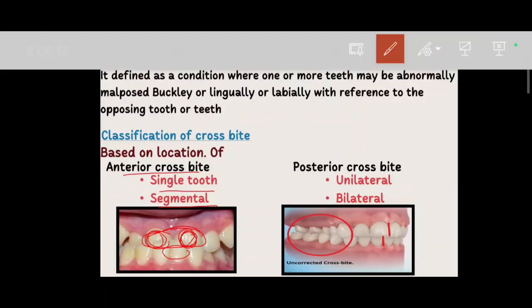Now we will see the posterior crossbite. This affects the back teeth. It may be unilateral, that is one side only. It can be bilateral, that is both sides.